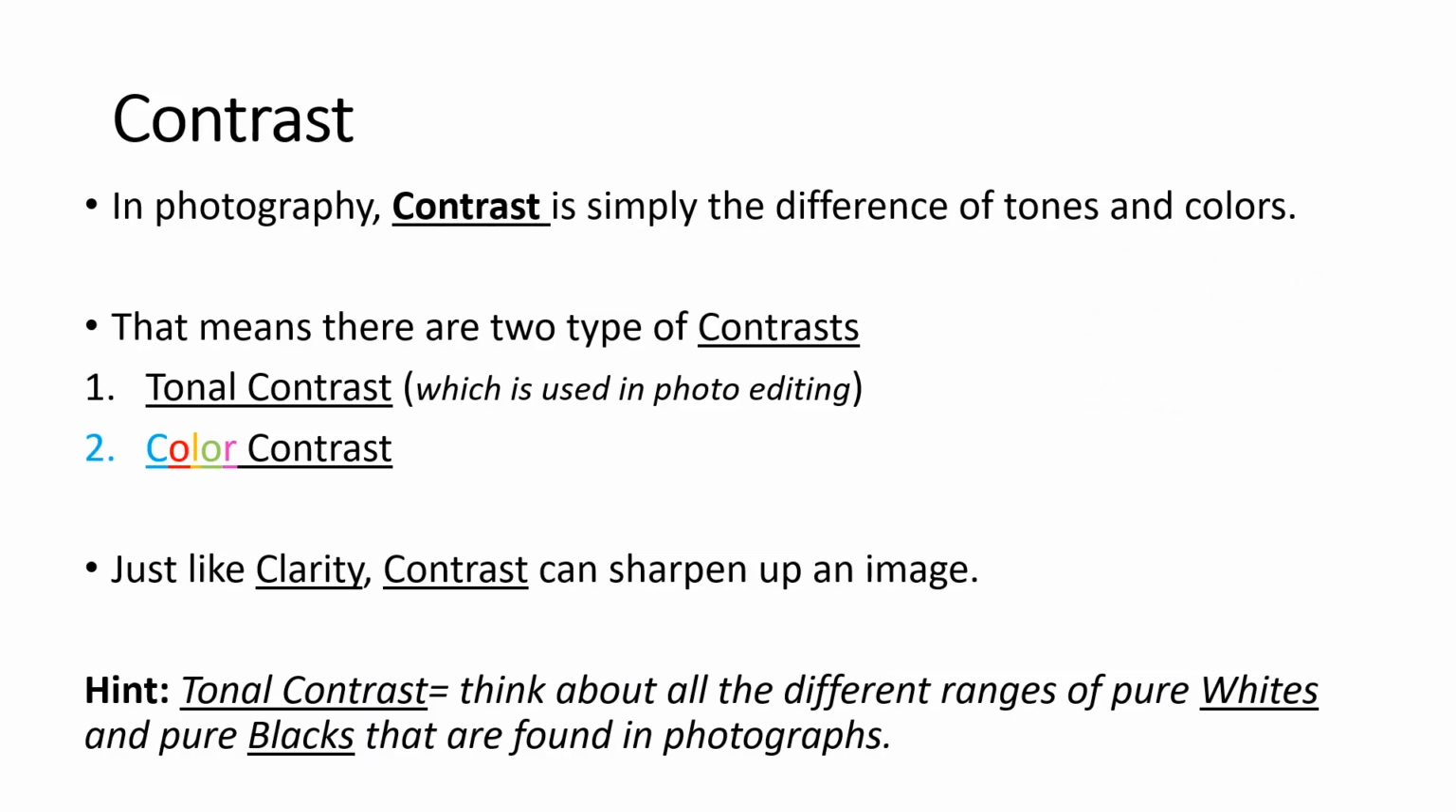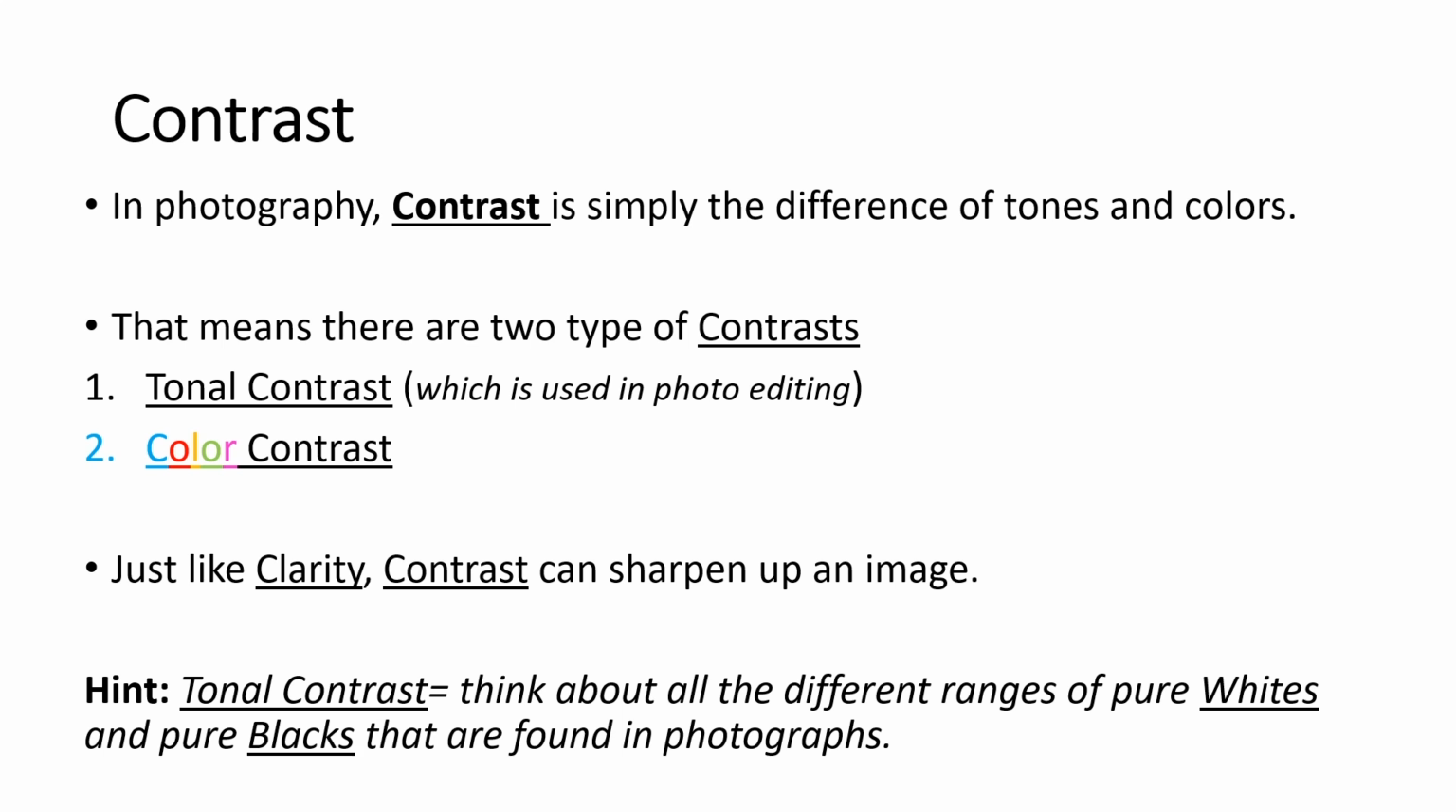Now, contrast. In photography, contrast is simply the difference of tones and colors. But what that means is that there are two types of contrast. You have one, which is tonal contrast, which is what we're going to be using in our editing software. And then you have a second type of contrast, which is the color contrast. Just like clarity, contrast can sharpen up an image. And here's a quick hint concerning tonal contrast. Think about all the different ranges of true whites and true blacks that are in the photograph.